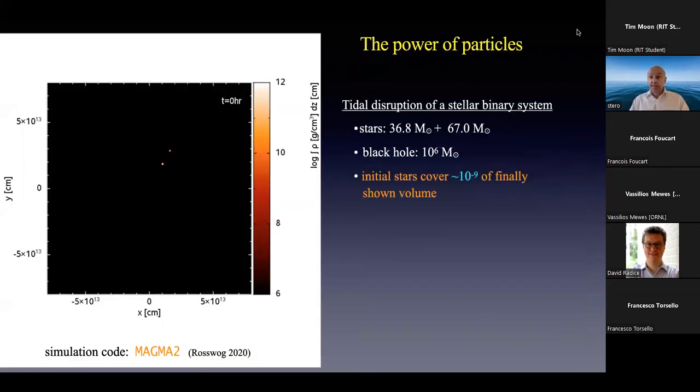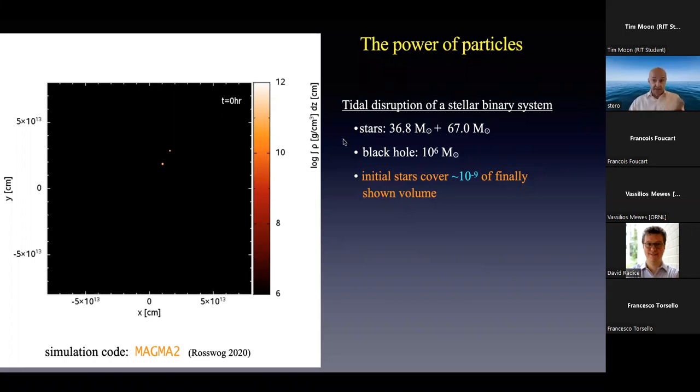Now, maybe just, this is not related, of course, to the mergers that are the major point here, but it is a very nice illustration of the power of particles. And this is now an example where you have a black hole, a 10^6 solar mass black hole, and you have a binary system, and I got the initial conditions from Ilya Mandel. It's a binary system of 2 pretty massive stars that are flying towards the black hole and then become disrupted.